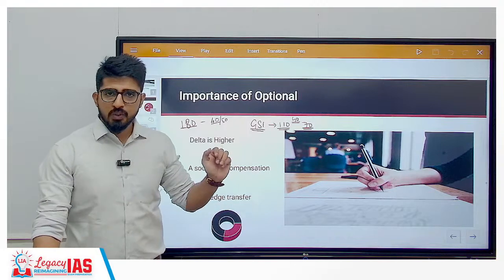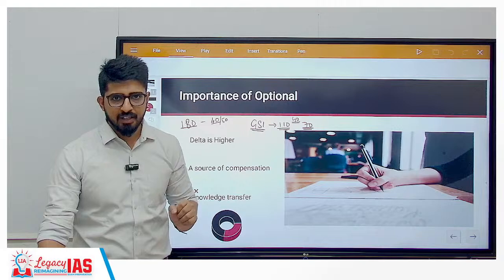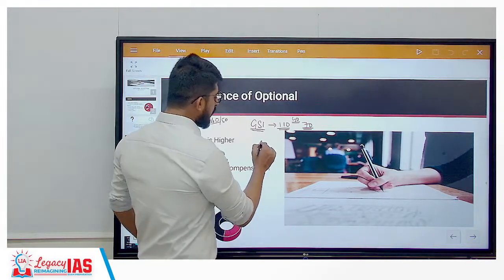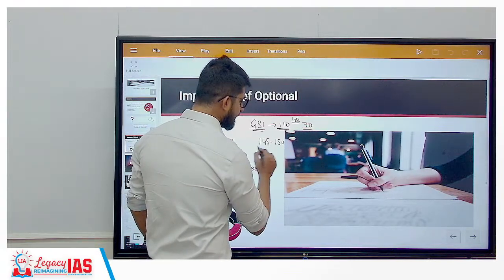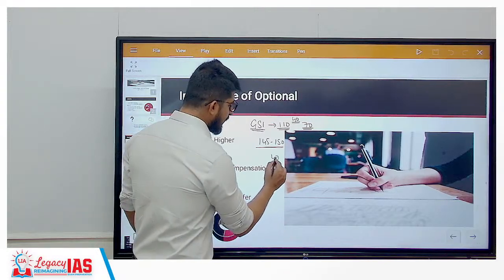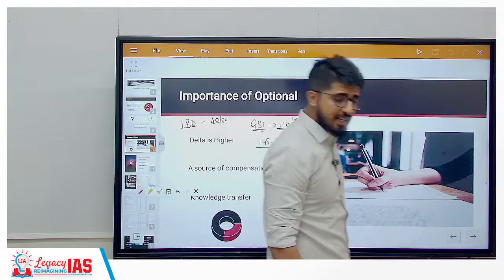The same holds true for another subject, that is your essay. Essay scores also vary in this range itself. A very good score of 145, 150 is achieved by some students, and a very low score of 40, 45-ish is also achieved. So the delta is higher here as well.